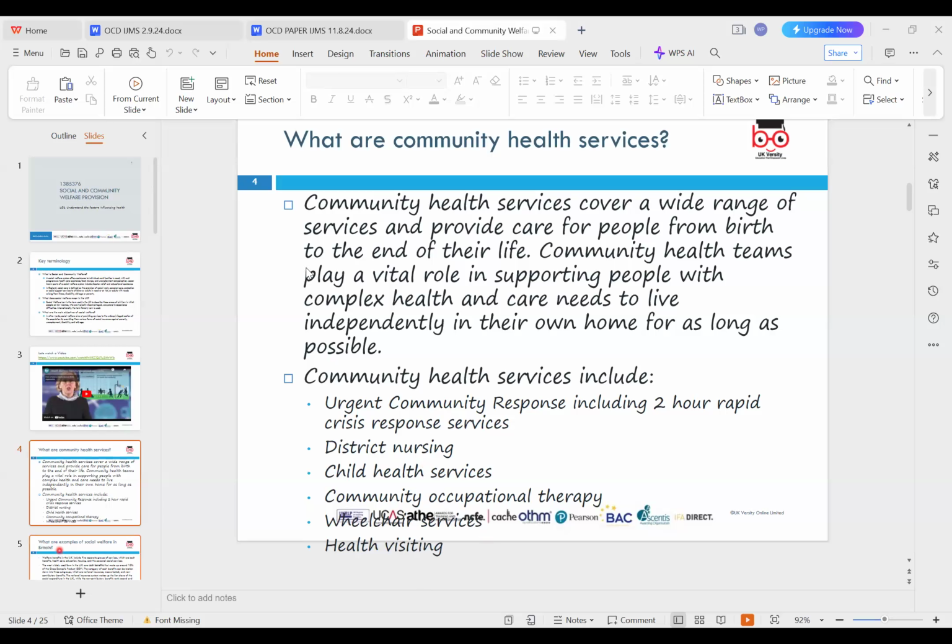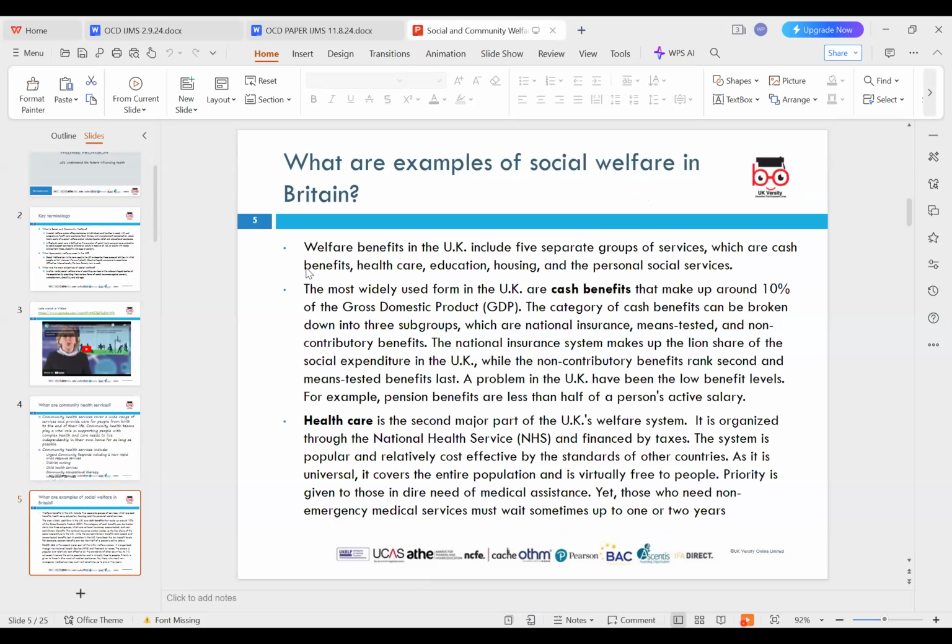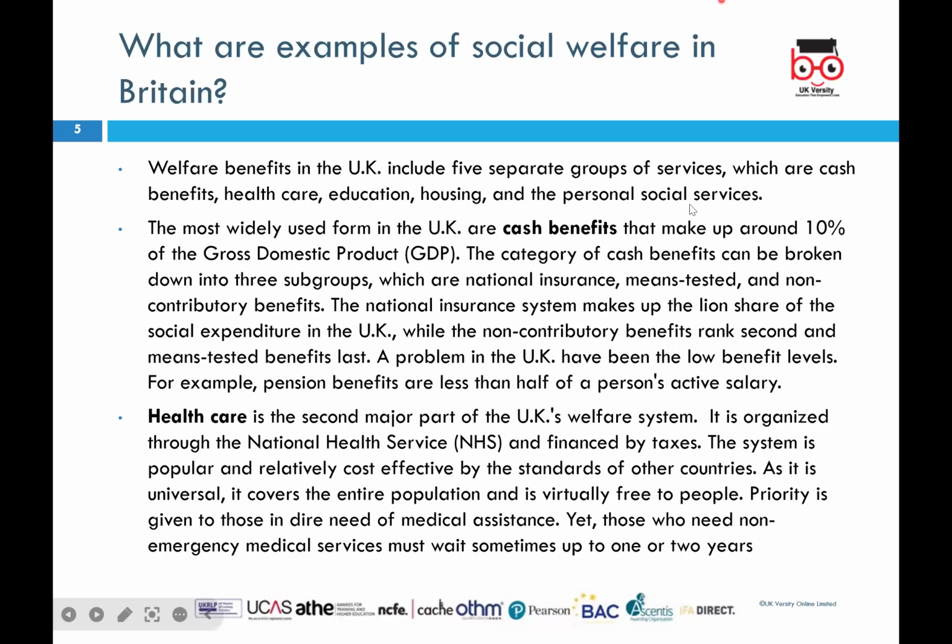And then there's some examples that we have to share with you of social welfare in Britain. So welfare benefits in the UK, they have 5 separate groups of services. So you have cash benefits, you have healthcare, you have education, you have housing, and you have personal social services. So these are 5 basic groups of services that you have, which come under the welfare benefits.